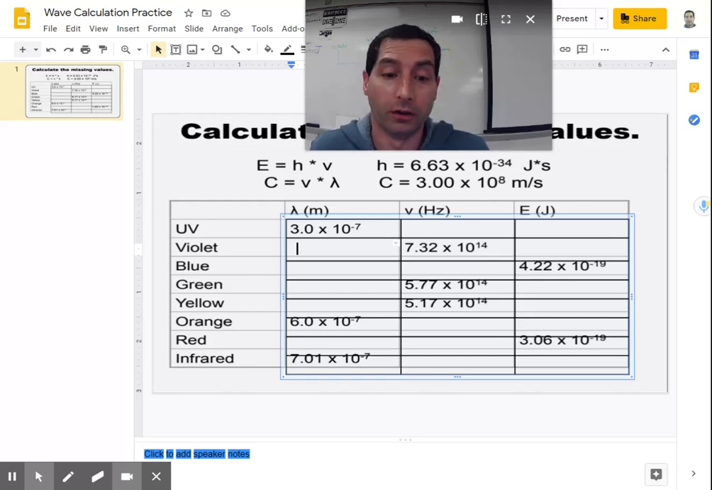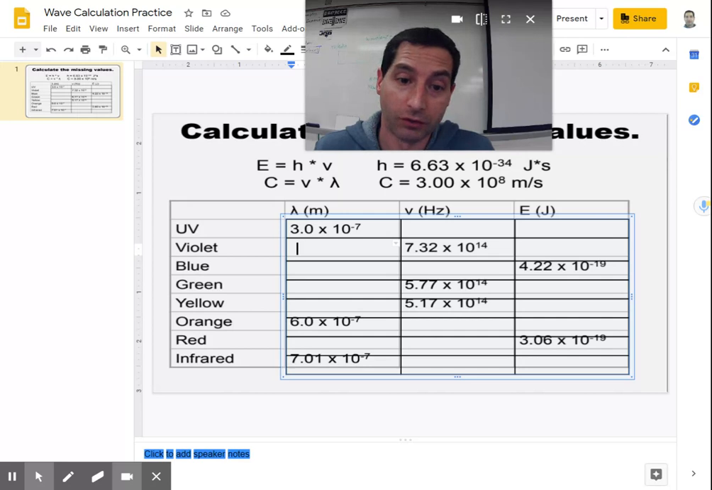What the world? I don't even know. So it says calculate the missing values, and you're probably like, dude, your face is a missing value. So let me show you how to do these so that you don't freak out. It's really just a glorified multiplication or division problem.